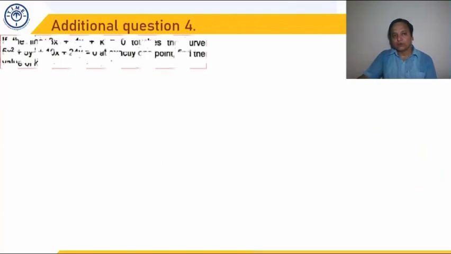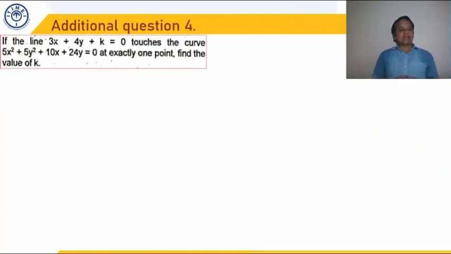Additional question number 4. It says if the line 3x plus 4y plus k equal to 0 touches the curve. Now this curve is a second degree equation in x and y. Coefficient of x square and y square are the same. It does not contain the term x into y. And it says this line touches this curve, that is the equation of a circle, at exactly one point. Indirectly, this line is tangent to this circle. We have to find the value of k, the unknown constant term in the equation of the line.